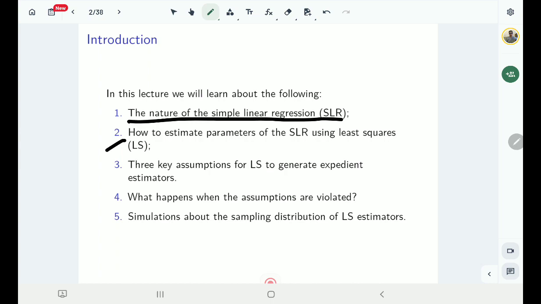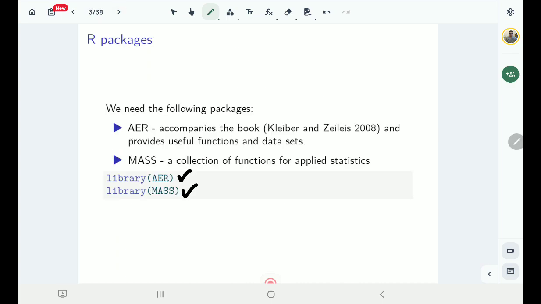When we say good estimators, we mean unbiasedness, consistency, and efficiency, obviously. Right? Then we're going to talk about the consequences of the violation of those assumptions, and the 5th point is going to elaborate on the simulations which help us to get the empirical sampling distributions for least squares estimators.